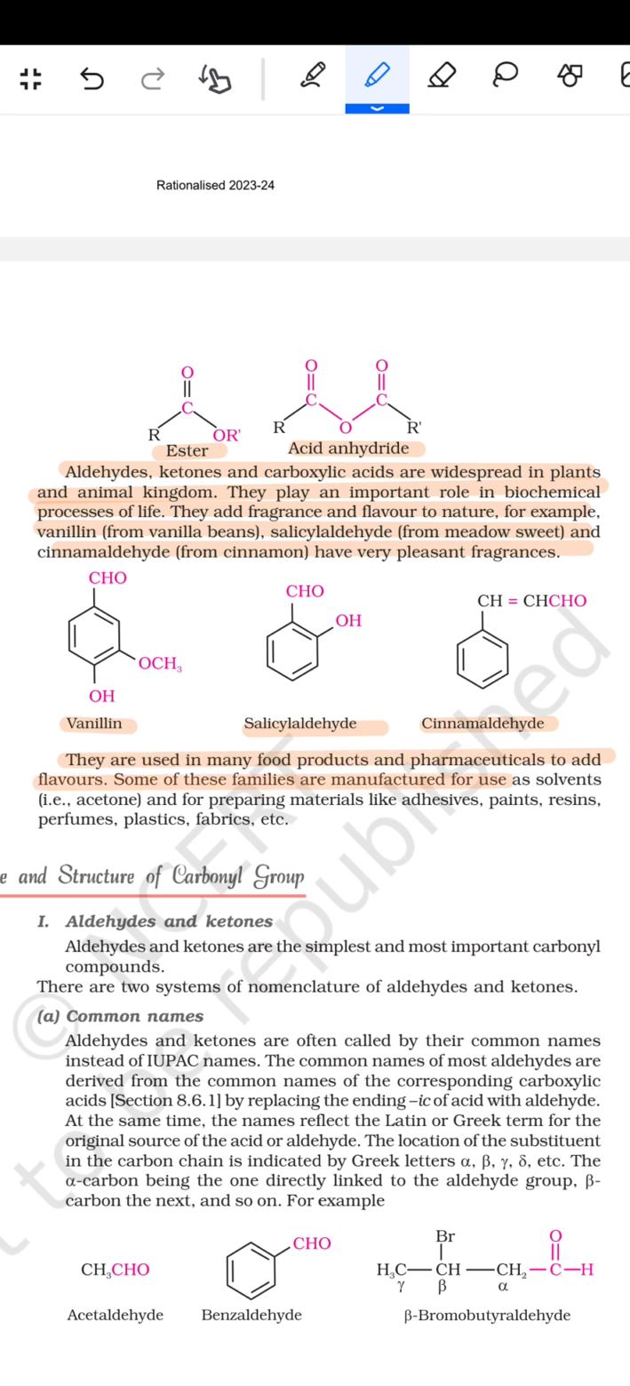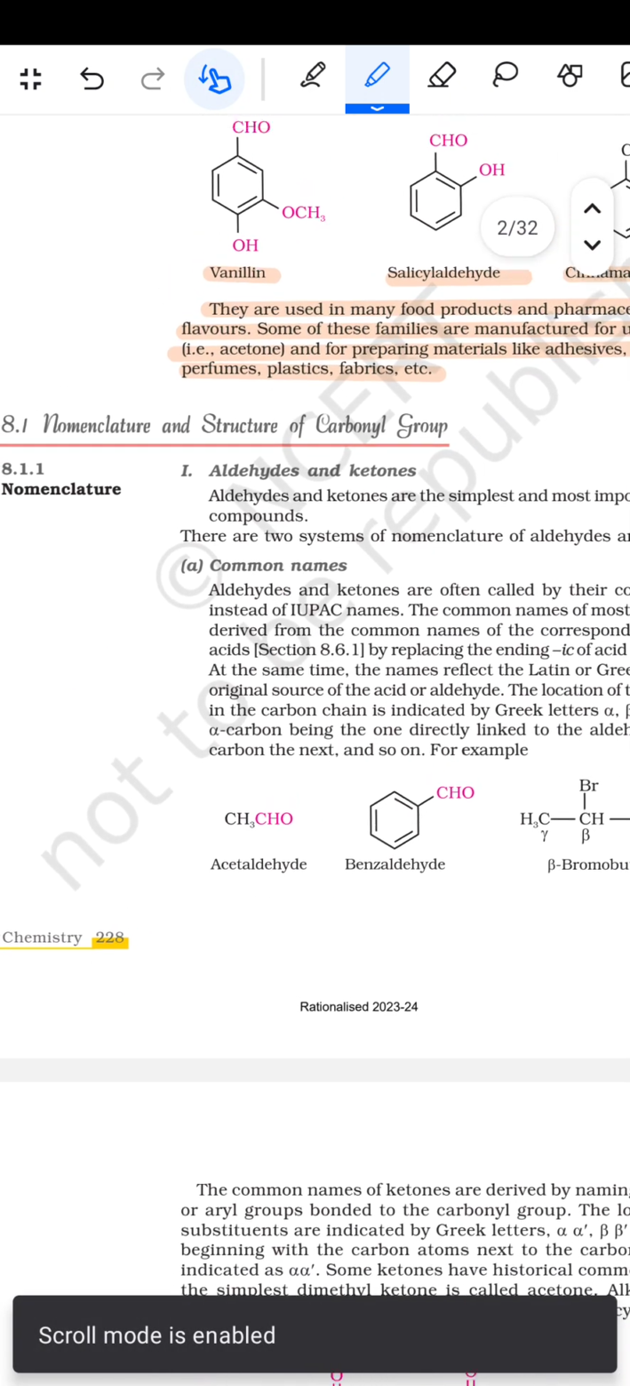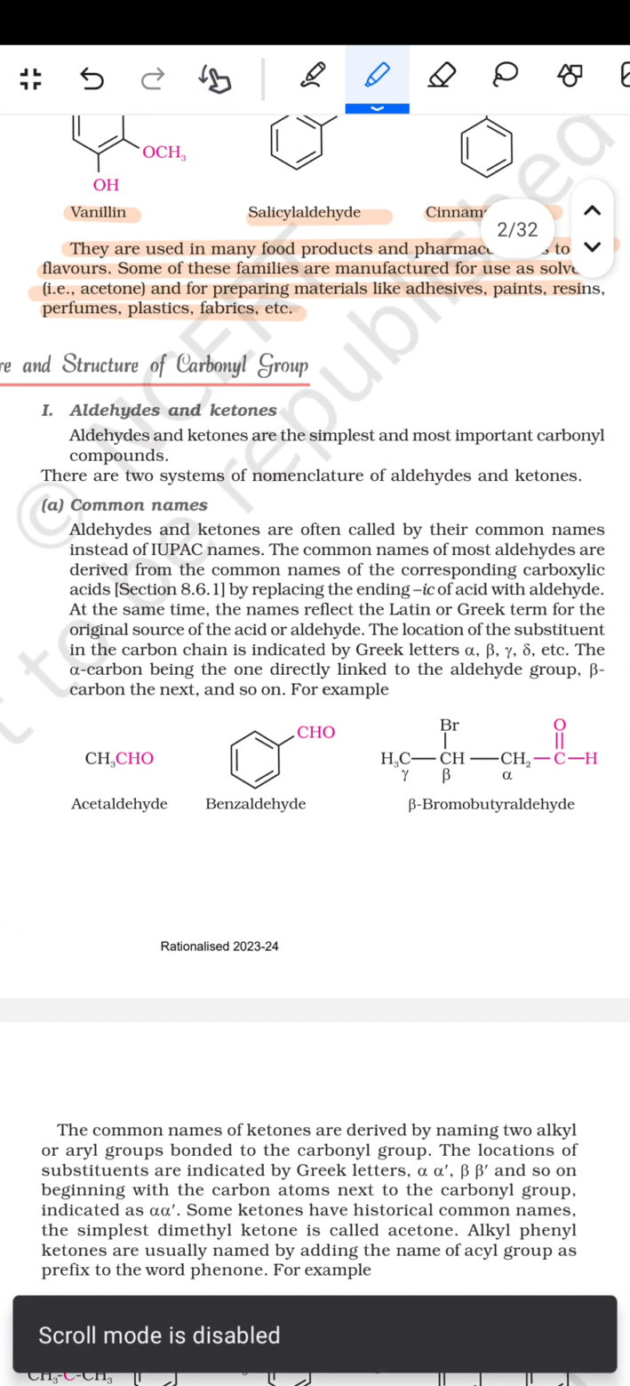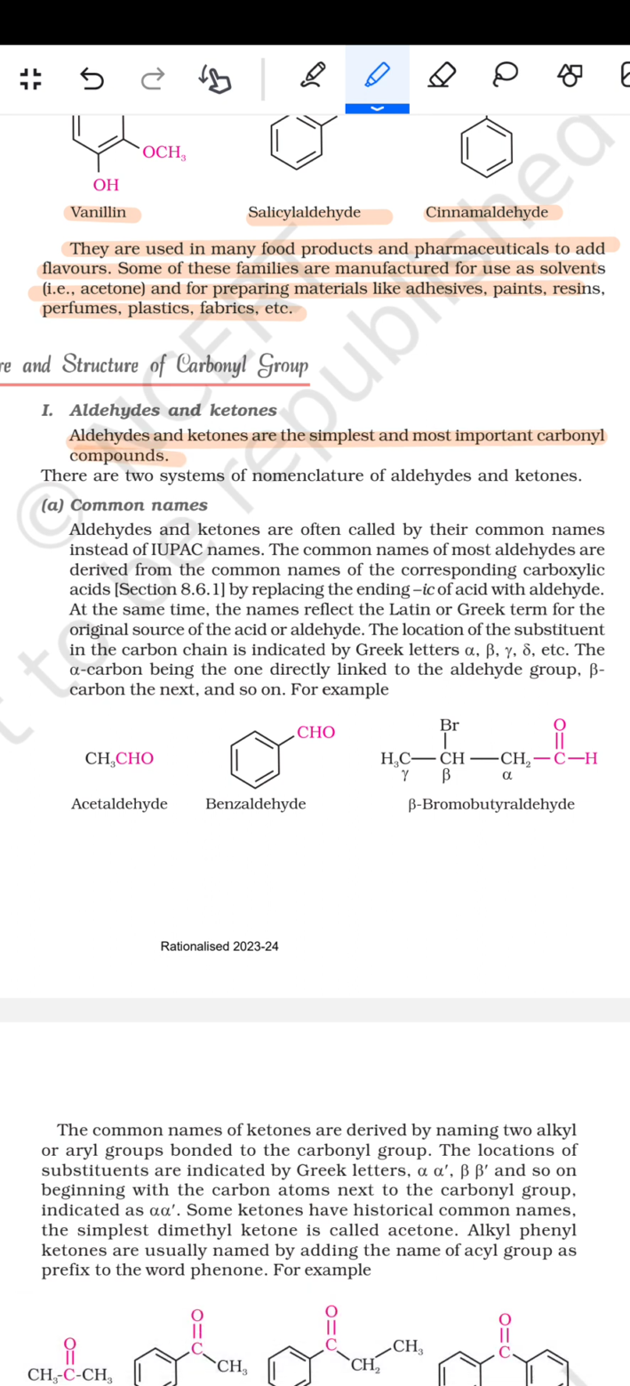Some of these families are manufactured for use as solvents, that means acetone, and for preparing materials like adhesives, paints, resins, perfumes, plastics, fabrics, etc. Now the nomenclature and the structure of the carbonyl compounds, aldehydes and ketones. Aldehydes and ketones are the simplest and the most important carbonyl compounds. There are two systems of nomenclature of the aldehydes and ketones.